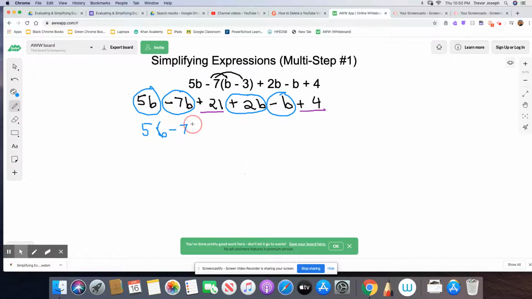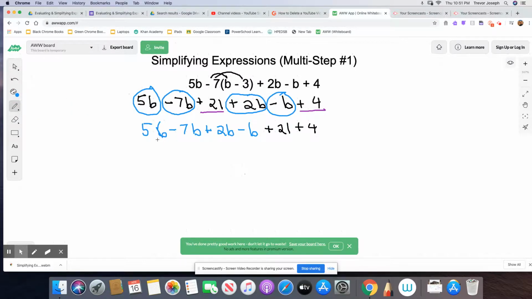And the reason I rewrite them all is I want them in order so it's easier for me to view and to calculate. So now it's plus 2b, subtract b, and then it becomes plus 21 plus 4. You see where I'm going with this? And I'll do one more here. I now am able to do some calculations.